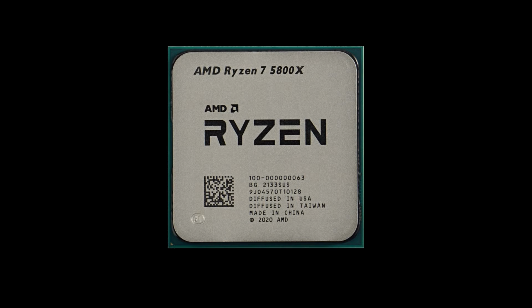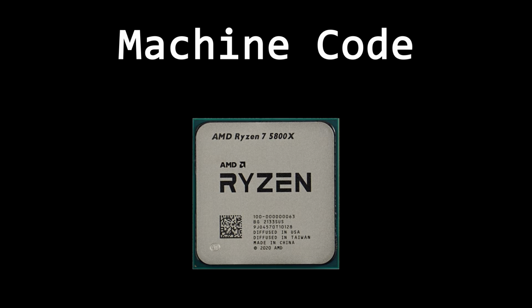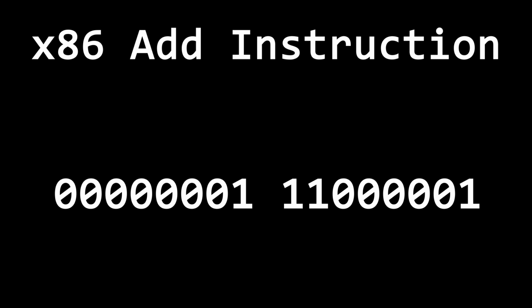The CPU only understands something called machine code. Machine code is just instructions encoded into binary. Every CPU architecture has its own instruction set and therefore its own machine code. An example of an add instruction in x86 machine code would look like this. We will not go in depth into which part of the binary number means what, but you just need to know that it adds two numbers together.